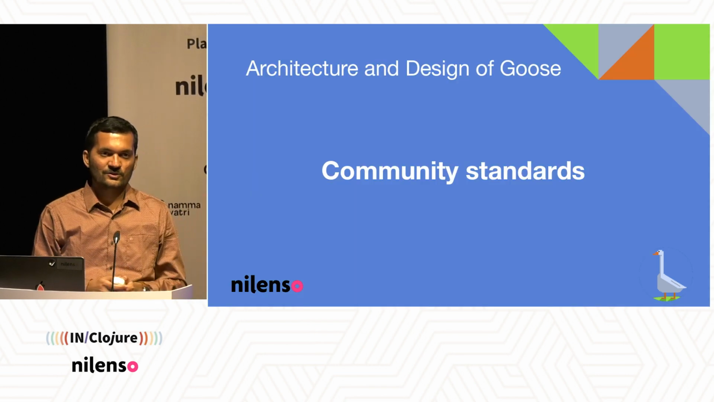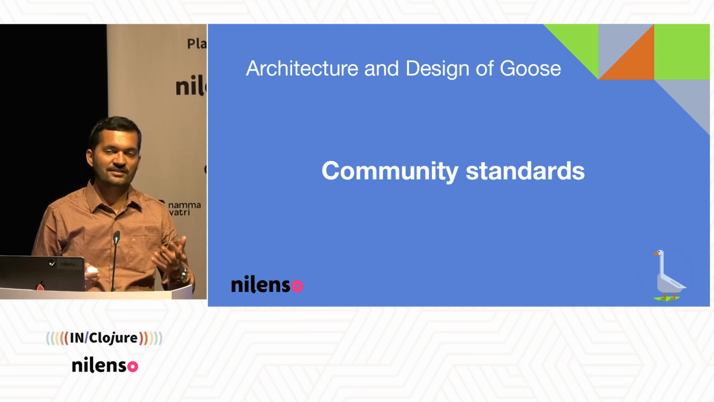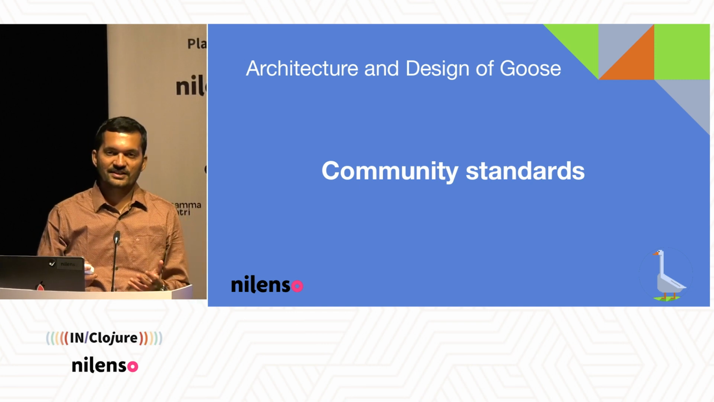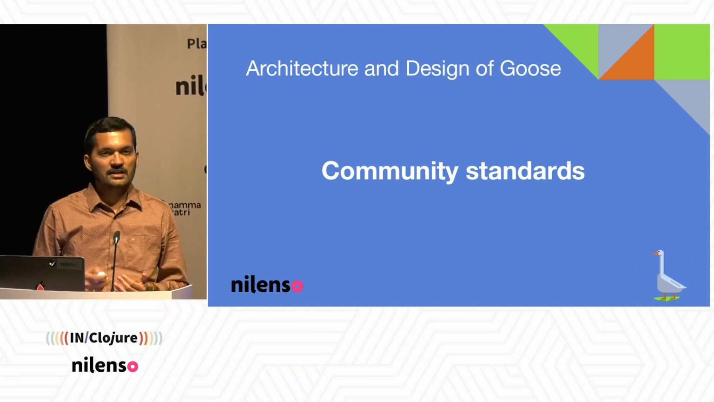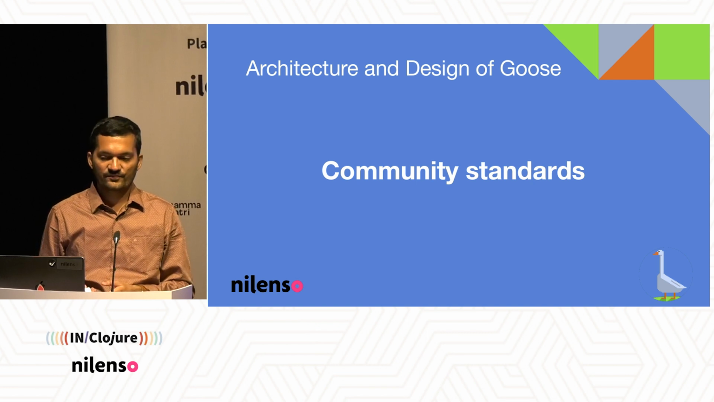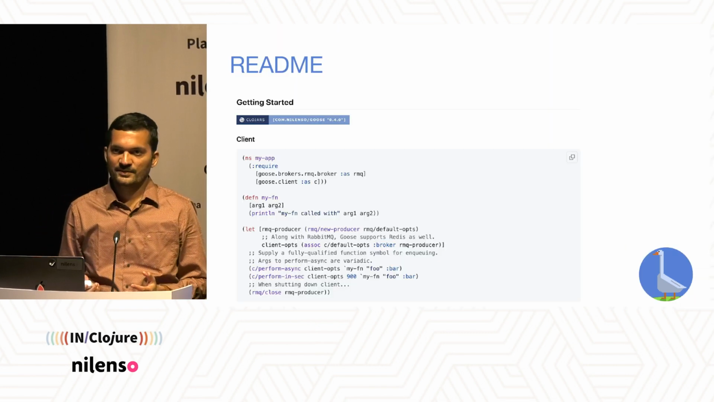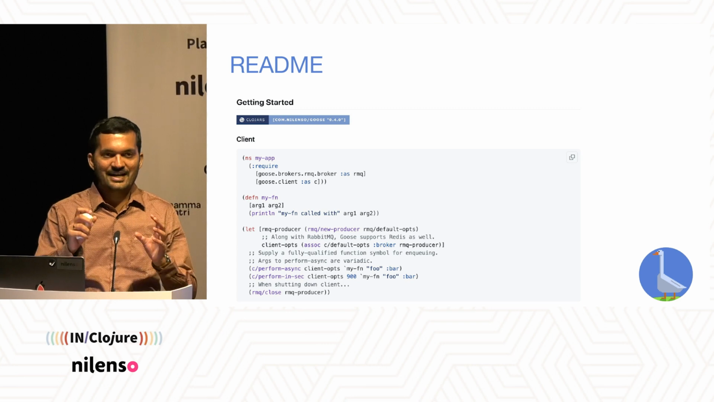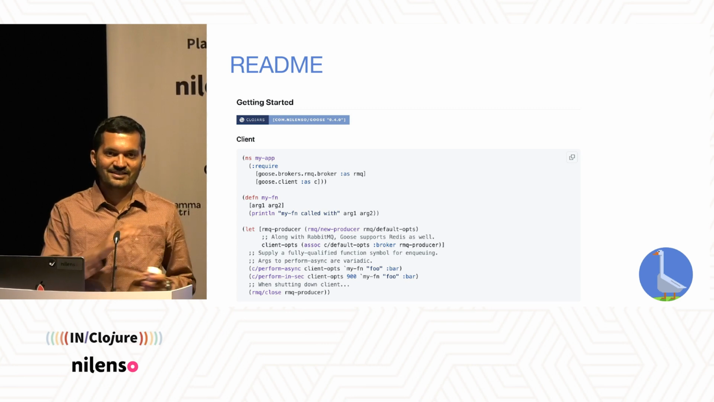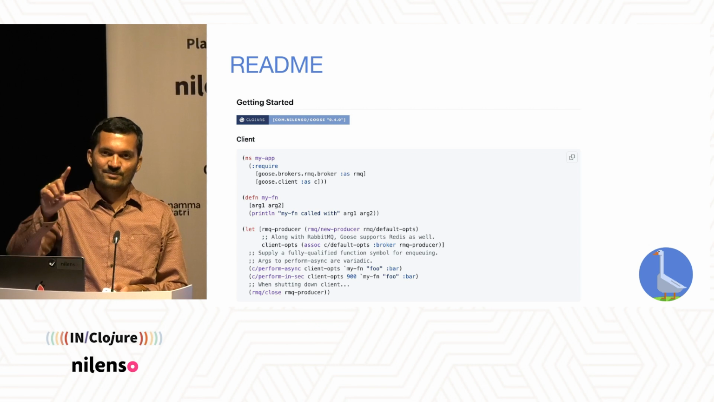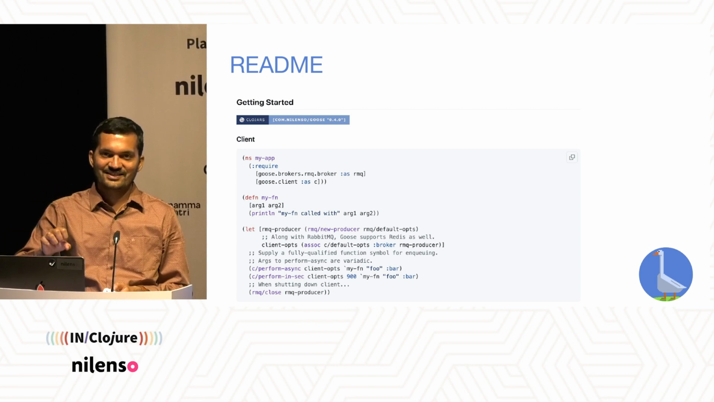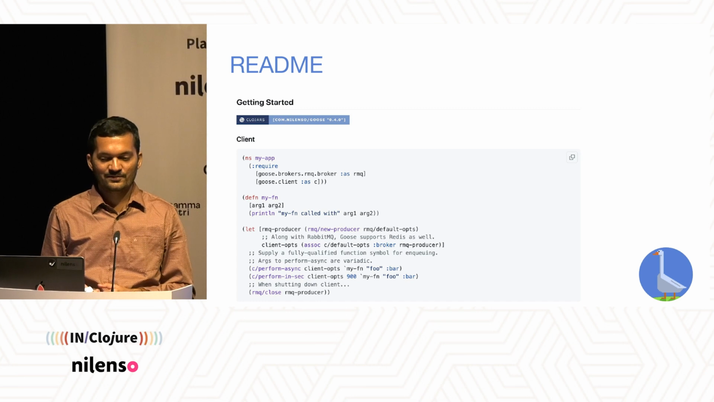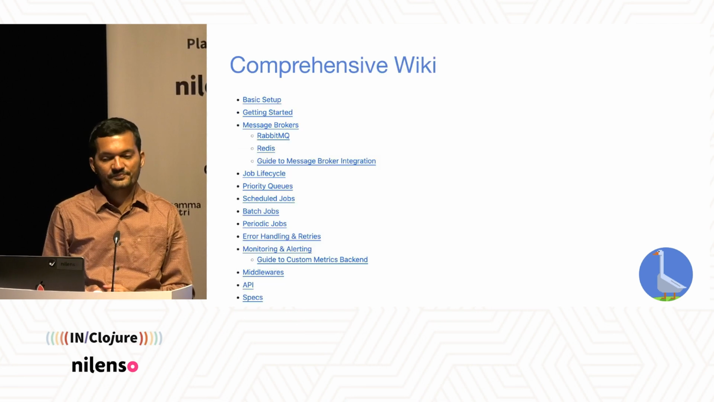We are about to close the talk, so I'd like to quickly go over certain community standards that we have followed in Goose. This is common knowledge, but I don't see everyone enforcing them. Something like the README. A README should be as simple as this. It should not be intimidating, and it should have the minimal amount of code that a user needs to get started and do a POC for themselves. So that's what I feel about how a README should be.